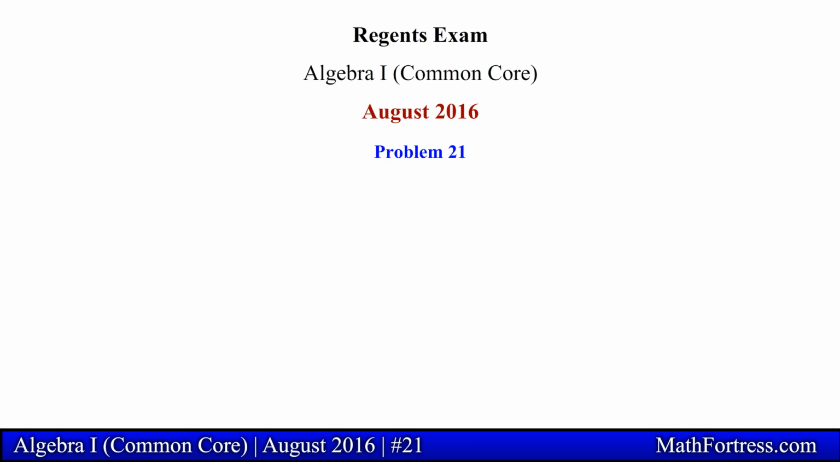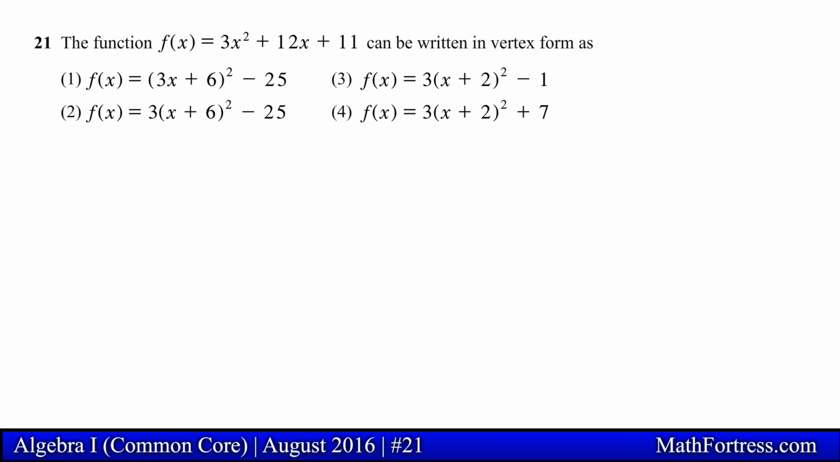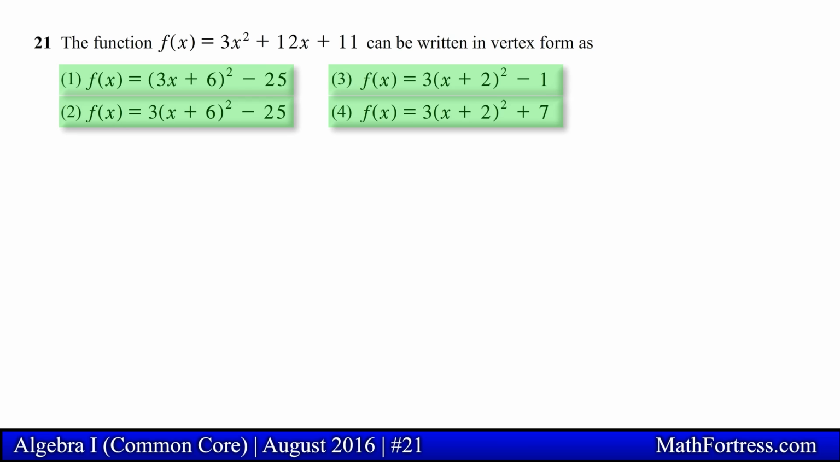Regents exam. Algebra 1, August 2016, problem number 21. The function f of x equals 3x squared plus 12x plus 11 can be written in vertex form as. In this problem, we need to determine which of the options is equivalent to the given quadratic function.